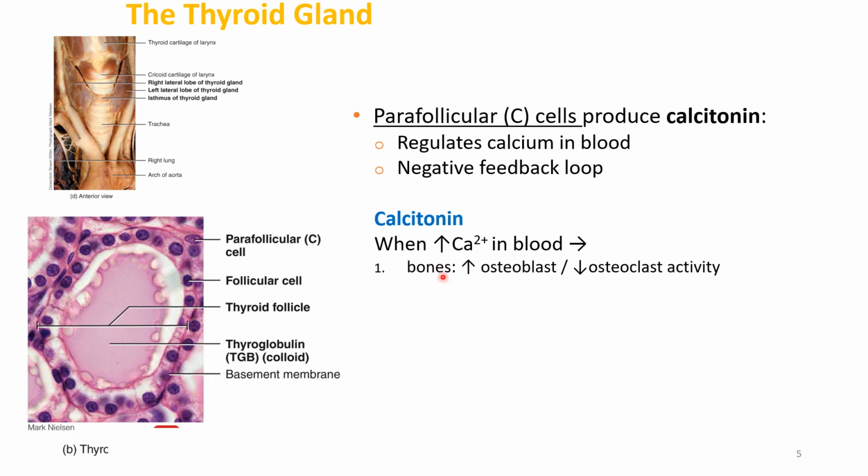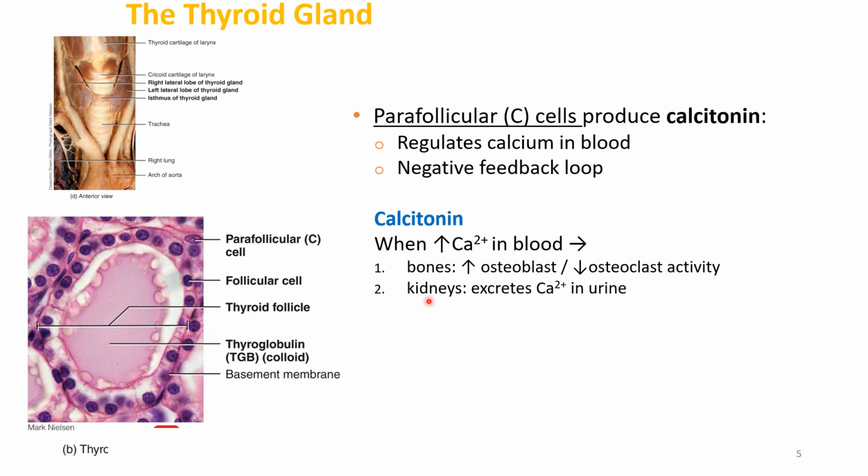In the bones, it's going to cause increased osteoblastic activity. So if you remember the osteoblasts from way back in chapter 6, those osteoblasts are going to pull calcium out of the blood and put it into the bones, and they're going to be the bone builders, right? At the same time, it's going to decrease osteoclastic activity. So we're not going to be, those osteoclasts were breaking down the bone and putting calcium into the blood. So we're limiting those and we're increasing the osteoblasts.